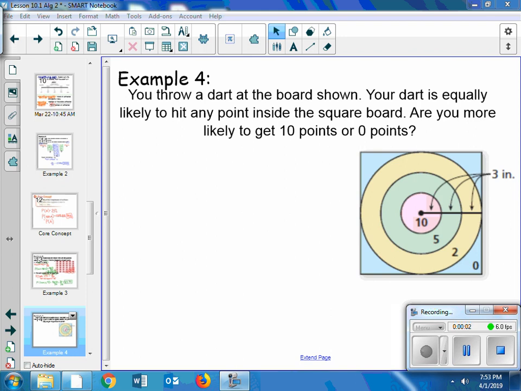Here's the second day of 10.1 sample spaces and probability, keeping in mind the essential question of how can you list the possible outcomes in the sample space of an experiment. So we're starting today off with example 4.